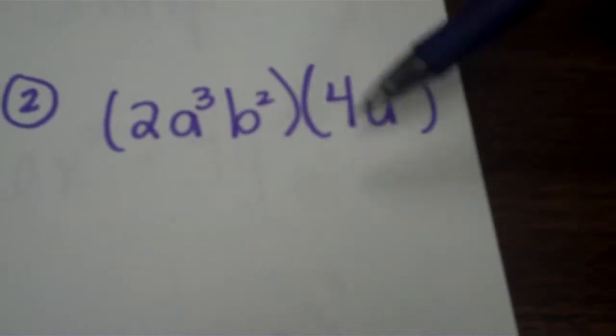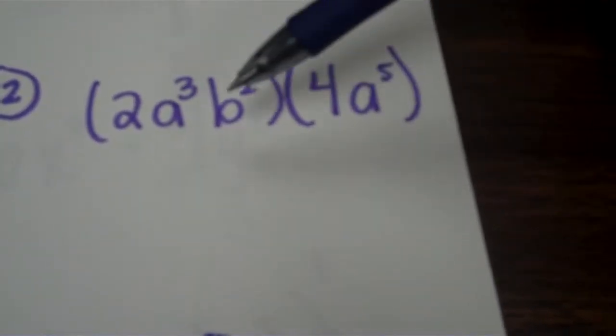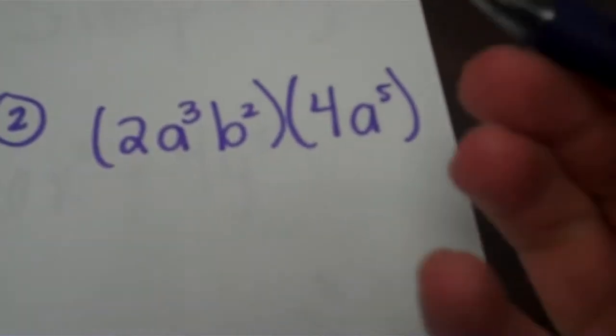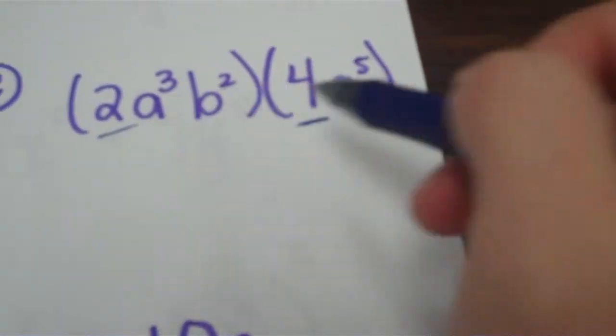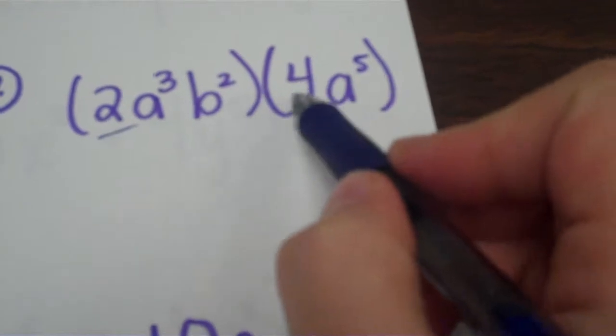Pause and write this one down. This is also multiplication, even though there are parentheses, because side by side means multiplied. So yet again, your coefficients, your numbers in front, you need to treat like normal. You need to multiply them. 2 times 4 is 8.